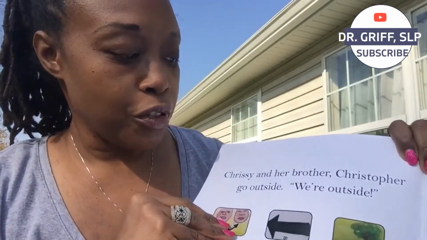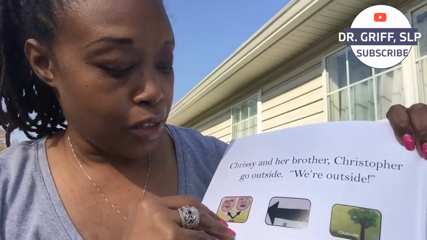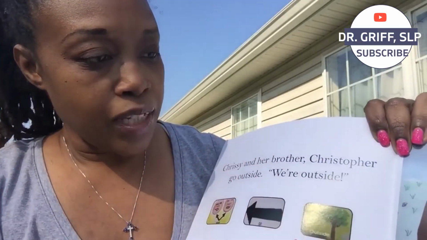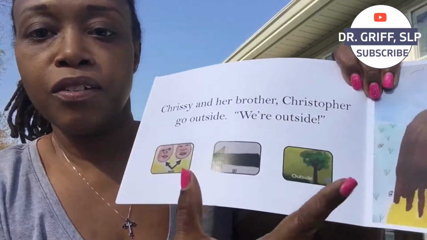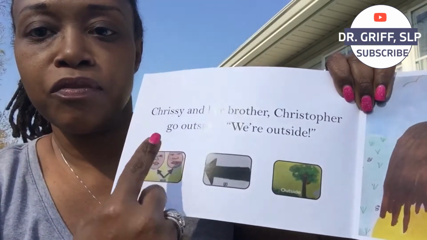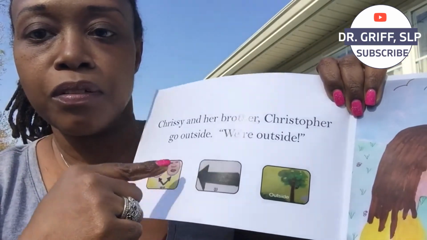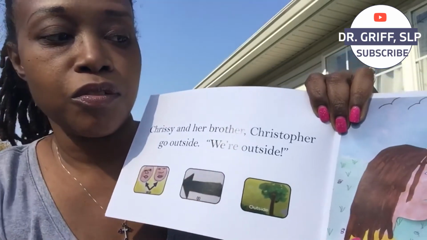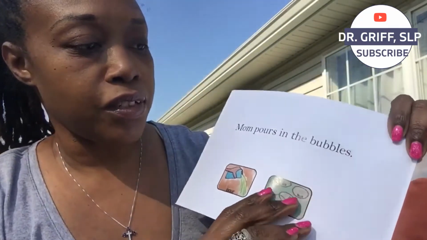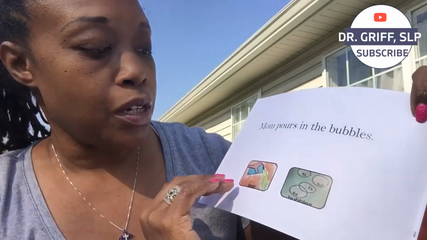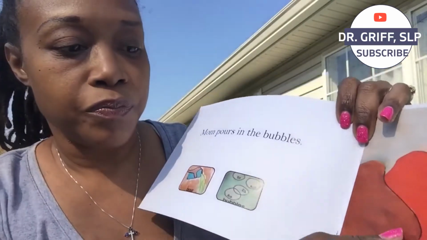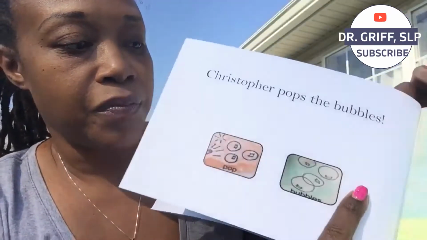Back to the story. Chrissy and her brother Christopher go outside. We go outside. Here I used the picture symbols after I read the story, not during. So you can use it either way. There's a lot of flexibility with an adapted book. Mom pours the bubbles. Christopher pops the bubbles.